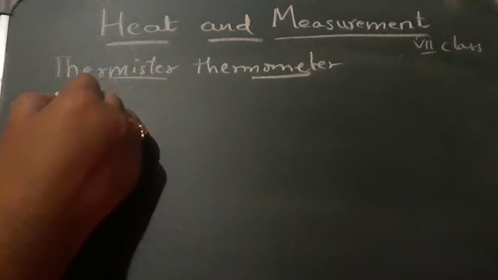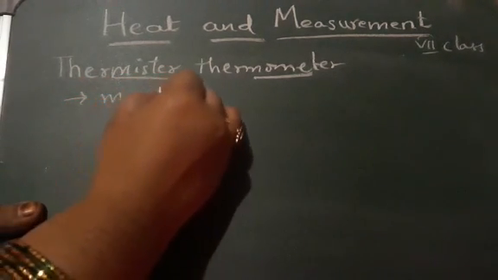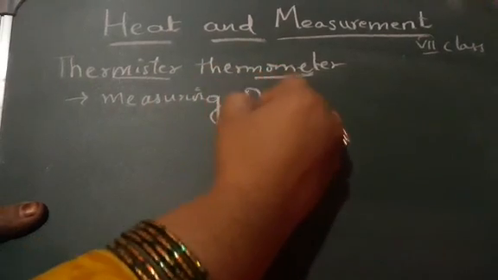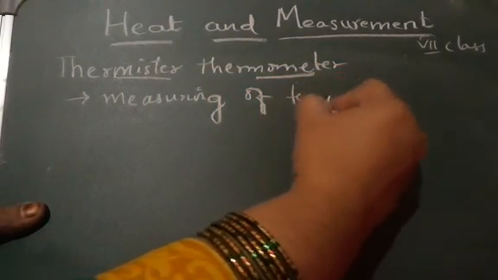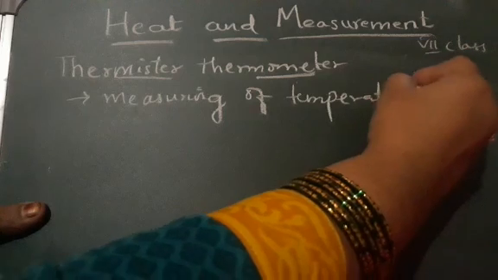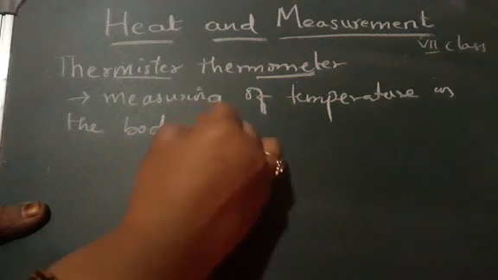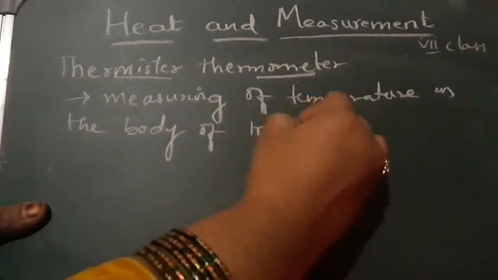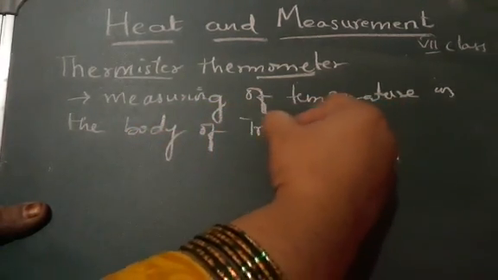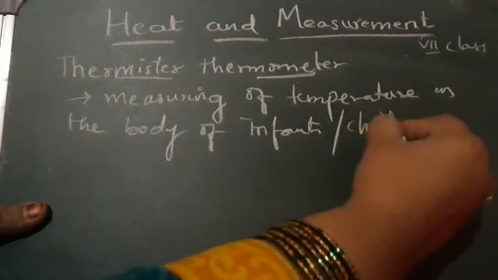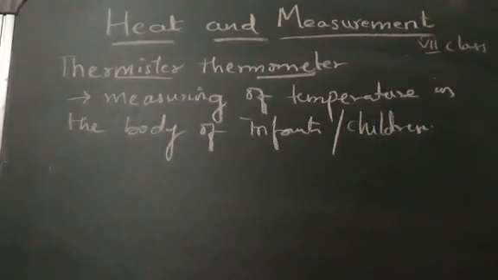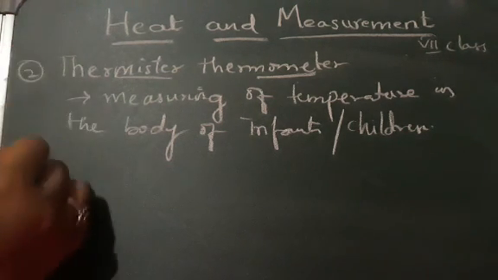It is used for measuring the temperature in the body of infants, or you can say children. Okay, the thermistor thermometer is used for measuring the temperature in infants, or you can say children, also. So the next one is, you can say, the clinical thermometer.